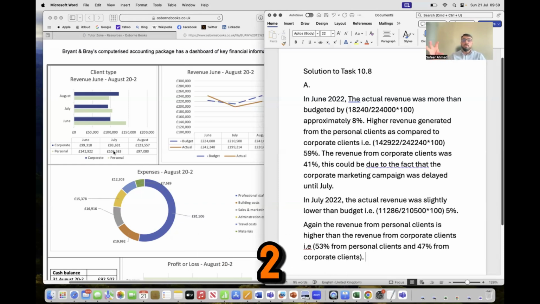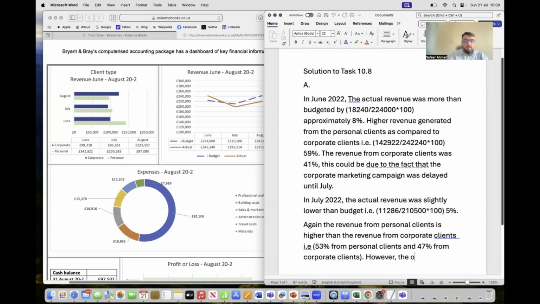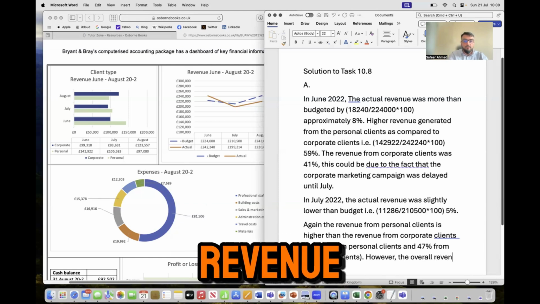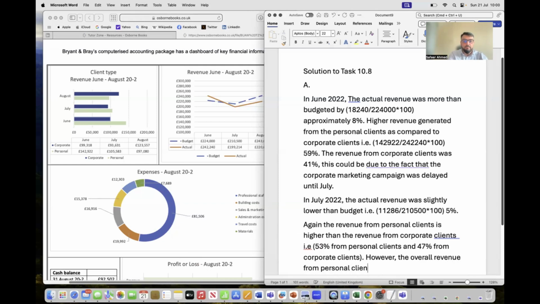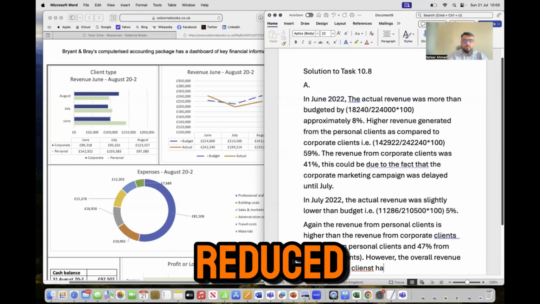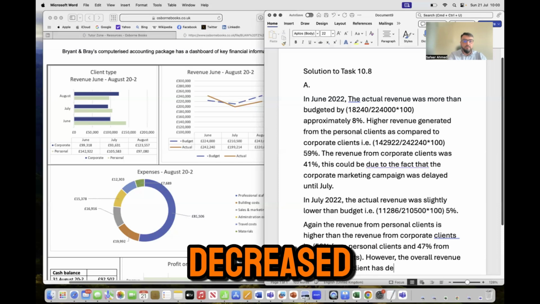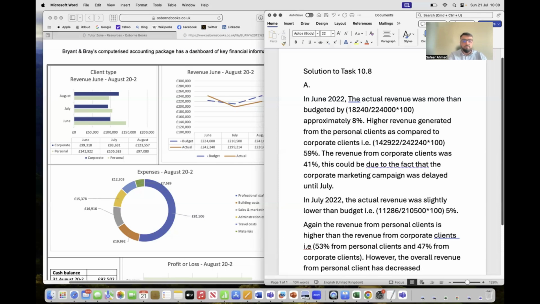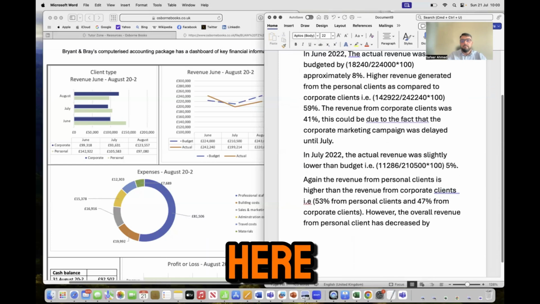Having said that, if you look at the personal client revenue, in the month of June it was 142,922, and now it is 105,583. So you can say, however, the overall revenue from personal clients has decreased by, again, you can calculate the percentage here.